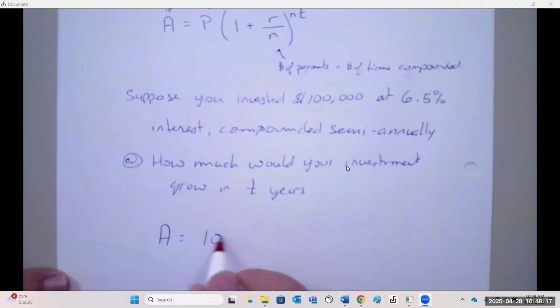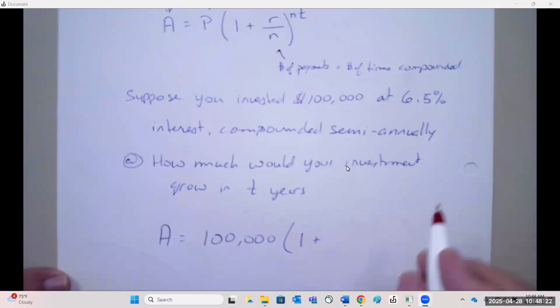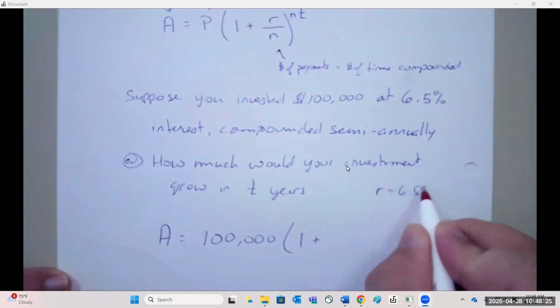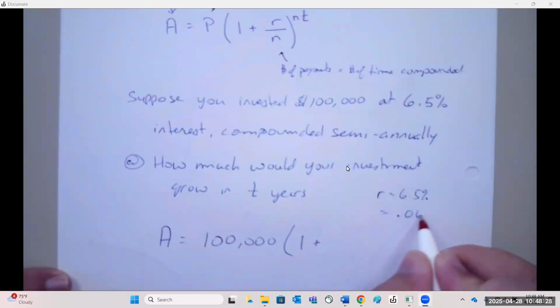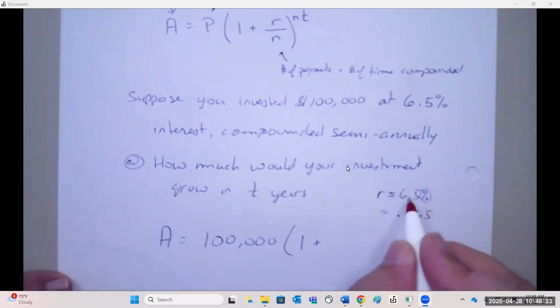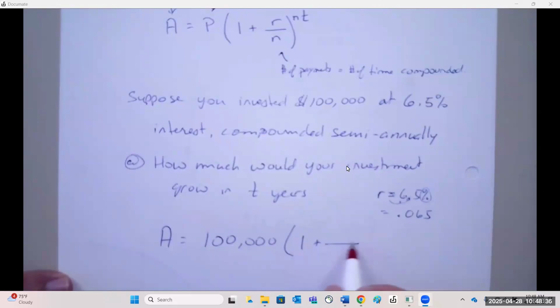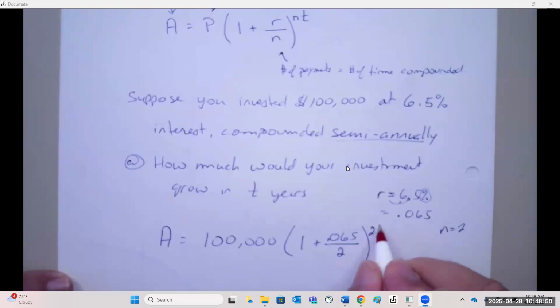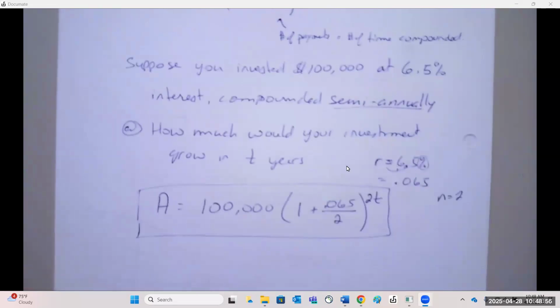So the principal is $100,000. That's how much I borrowed or put in the bank. The rate was 6.5%, which becomes 0.065 when we divide by 100, so that means move the decimal 2 to the left. N is semi-annually, so N is 2, you pay twice a year. So it's 2 times T. There's the formula for how much money you would have after T years.